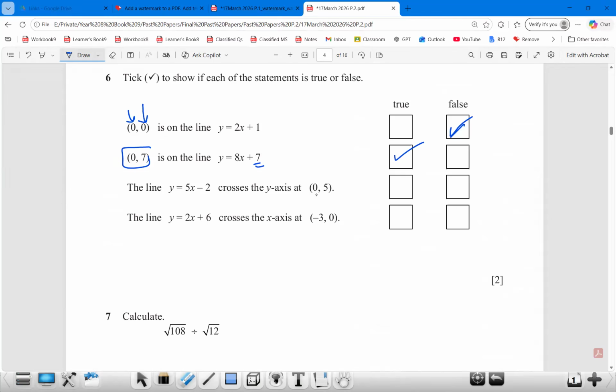Is this true or false? Well, crosses the y-axis at (0, 5), which means is the y-intercept 5? No, the y-intercept is -2. It is false. All right, the line y equals 2x plus 6 crosses the x-axis at (-3, 0). So, mister, if x is -3, will y be 0? Let's try it. 2 times -3 is -6, plus 6. Oh, mister, y will be 0. Yes, so it is true.